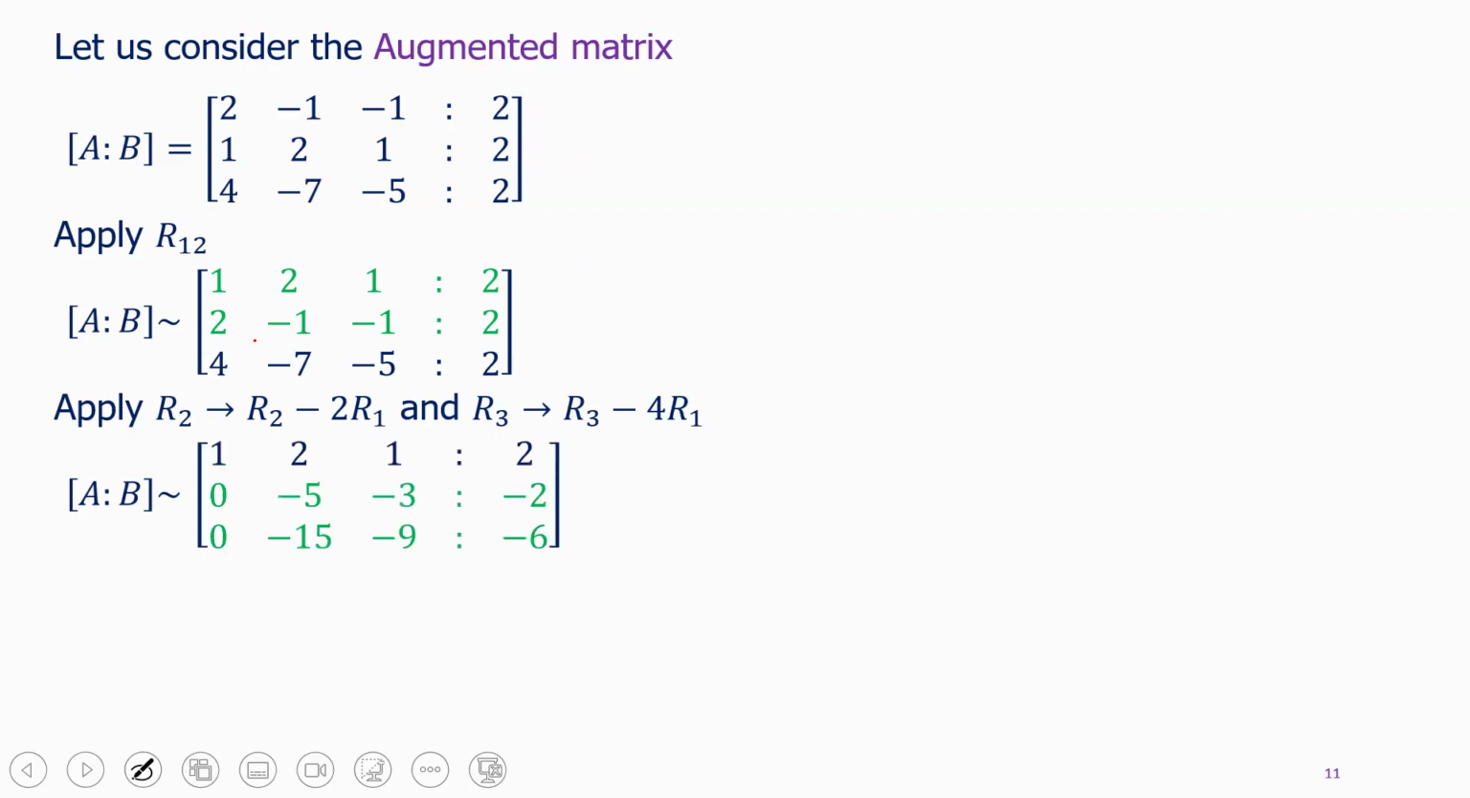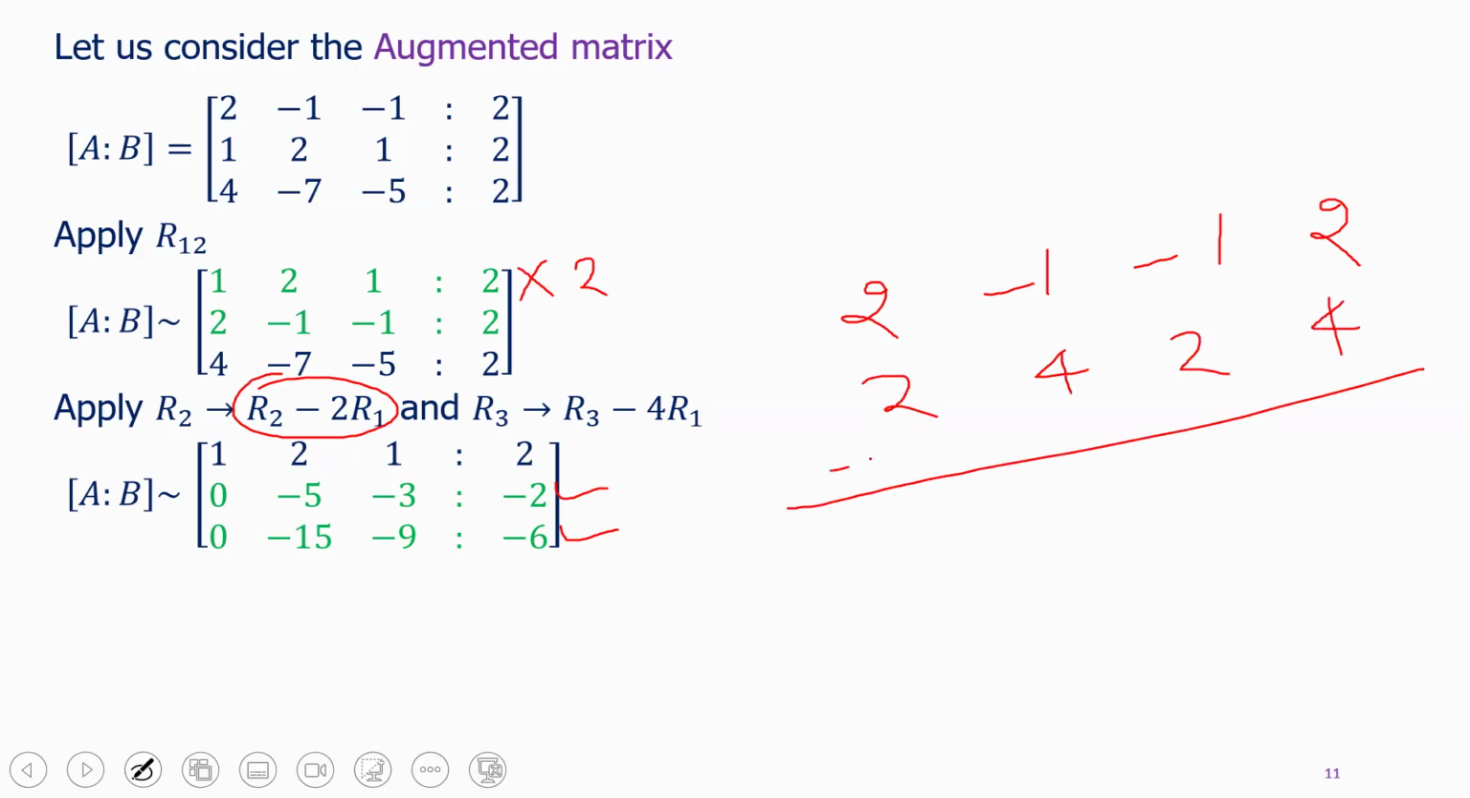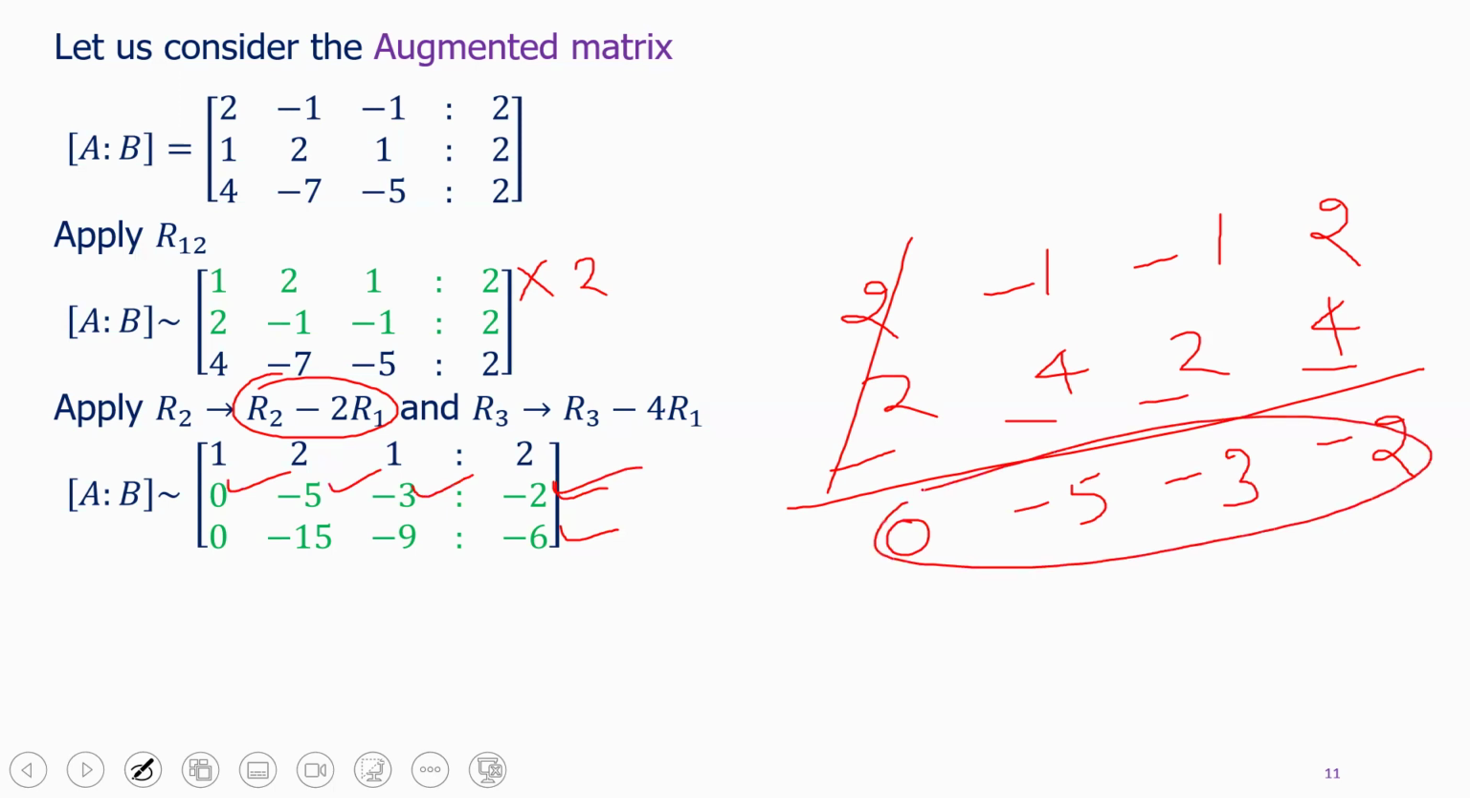So what is the augmented matrix? Let us check whether these values are correct or not. Let us take the first operation. R2 is 2, minus 1, minus 1, and 2. Then multiply R1 by 2: 2, 4, 2, and 4. Let me subtract it. 2 minus 2 is 0. Minus 1 minus 4 is minus 5. Minus 1 minus 2 is minus 3. And 2 minus 4 is equal to minus 2. So just look here: 0, minus 5, minus 3, and minus 2. So we obtain the second row.